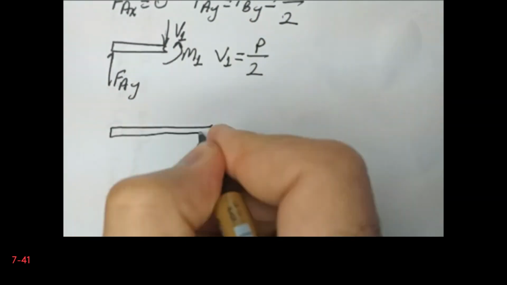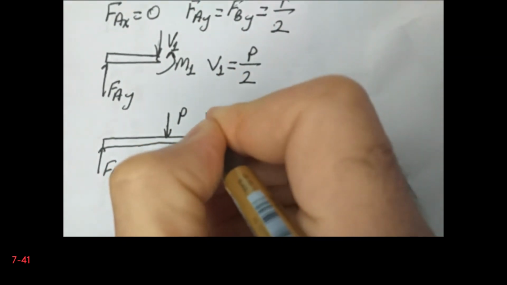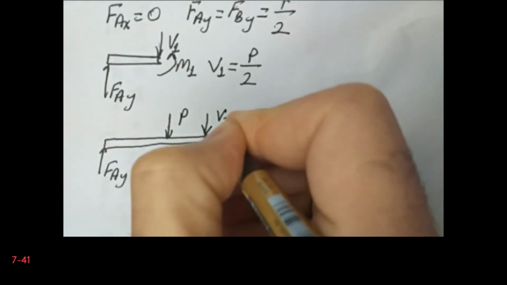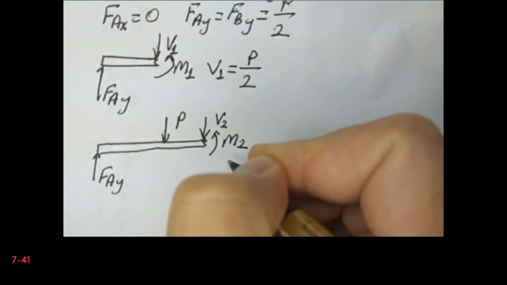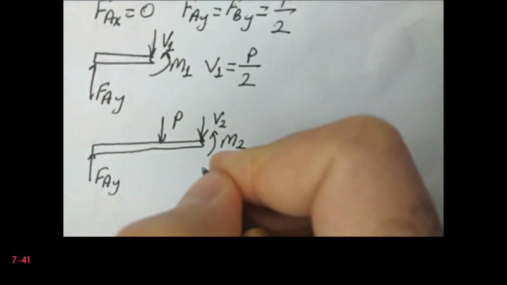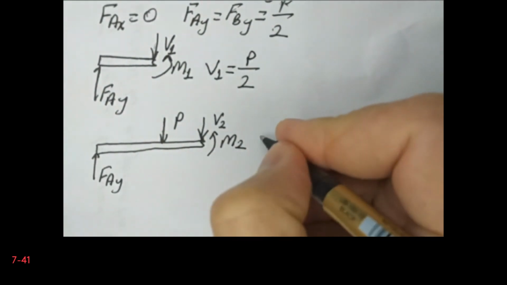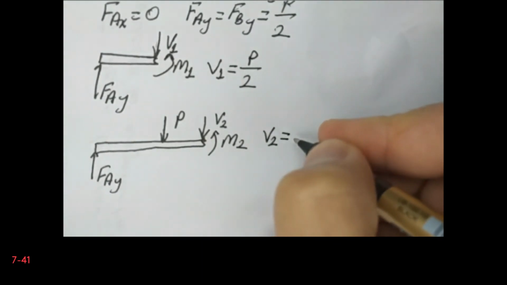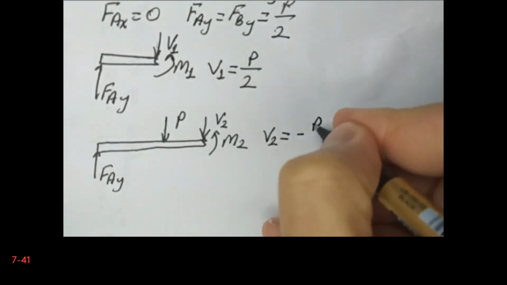I will make the second cut somewhere between the point load and point B. This is FAY. This is my force. This is M2. Now certainly again I don't need to calculate the bending moment. I will not calculate it, but we can easily see from here V2 is, from static equilibrium, minus P divided by 2, because FAY is equal to P, so obviously the result will be minus P divided by 2.